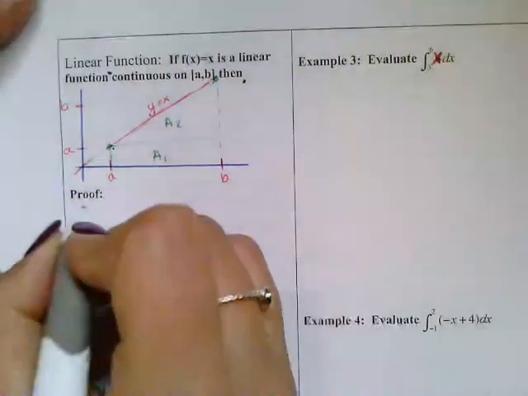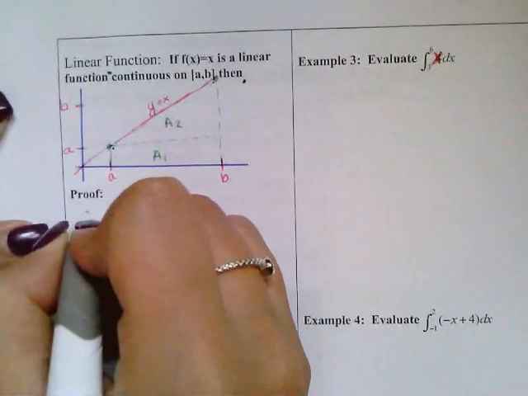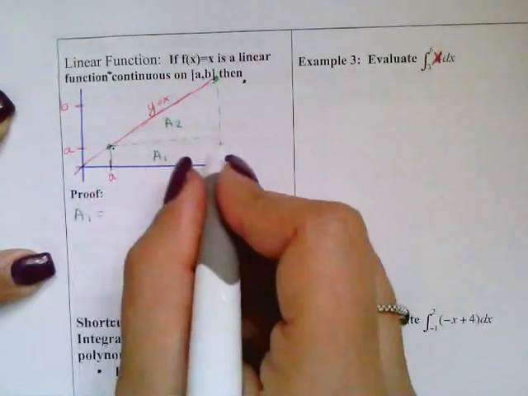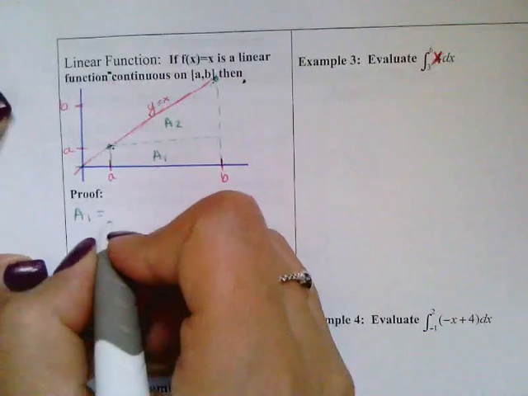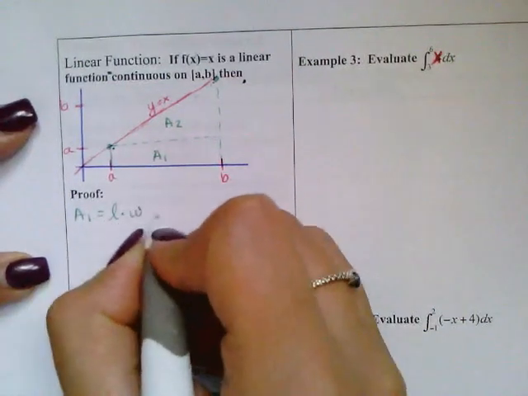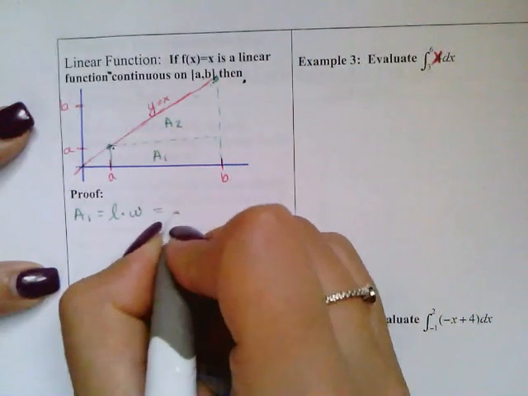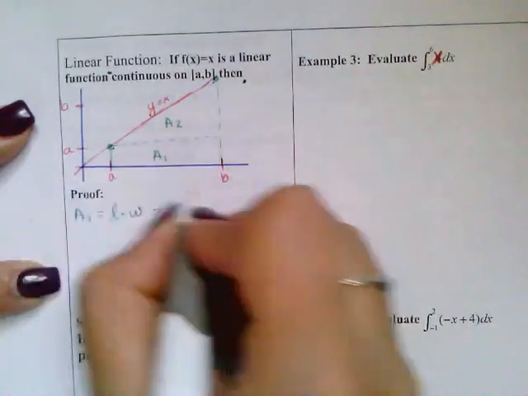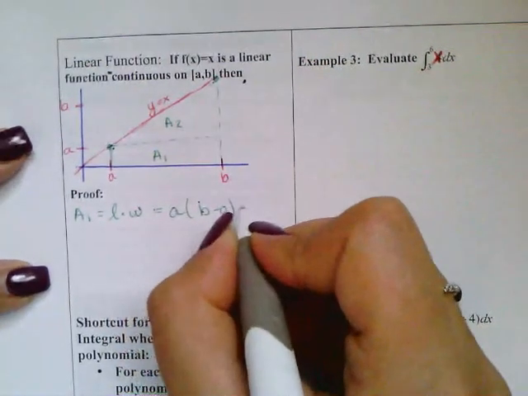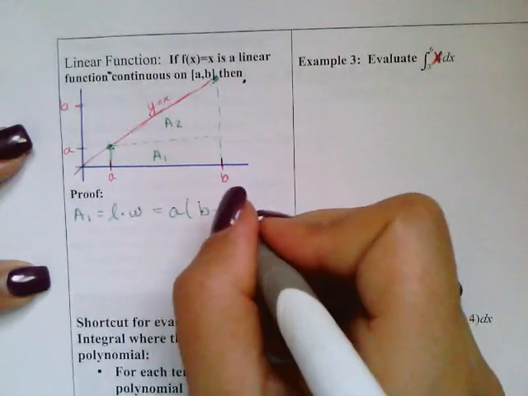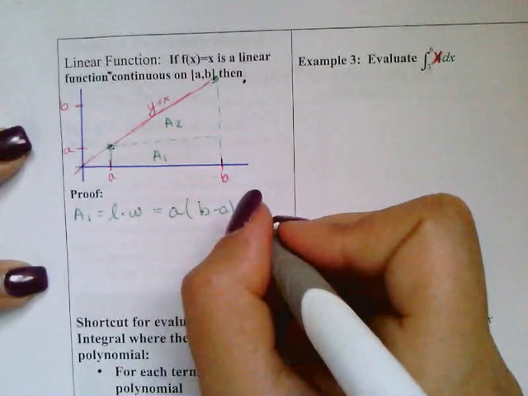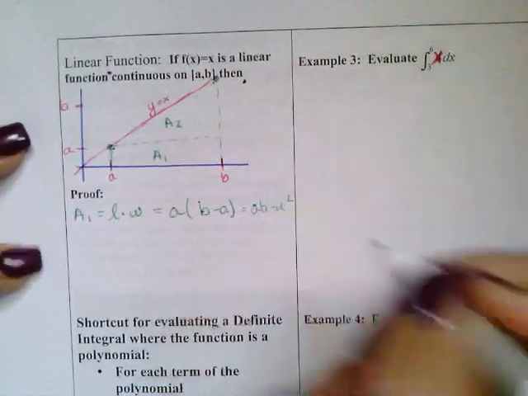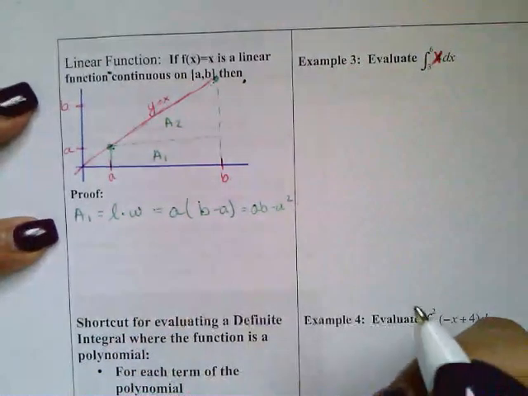So the proof for A1 is, of course, it's a rectangle. So A1 is going to be length times width, right? Which is equal to height A times B minus A. And that ends up giving us, if I distributed, AB minus A squared. We'll see why this is important in just a sec.